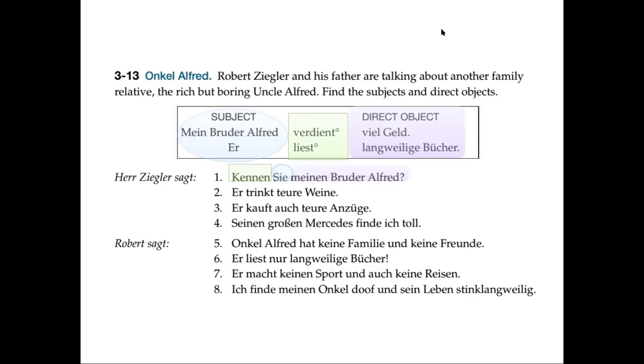Trinkt teure Weine. Our verb, trinkt, to drink. Who is doing the drinking? Er. Und was trinkt Onkel Alfred? Teure Weine, expensive wines. Kauft auch teure Anzüge. Again, our action word in second place is kauft, so to buy. And who buys? Er kauft. Und was kauft er? Teure Anzüge. So he also buys expensive suits.